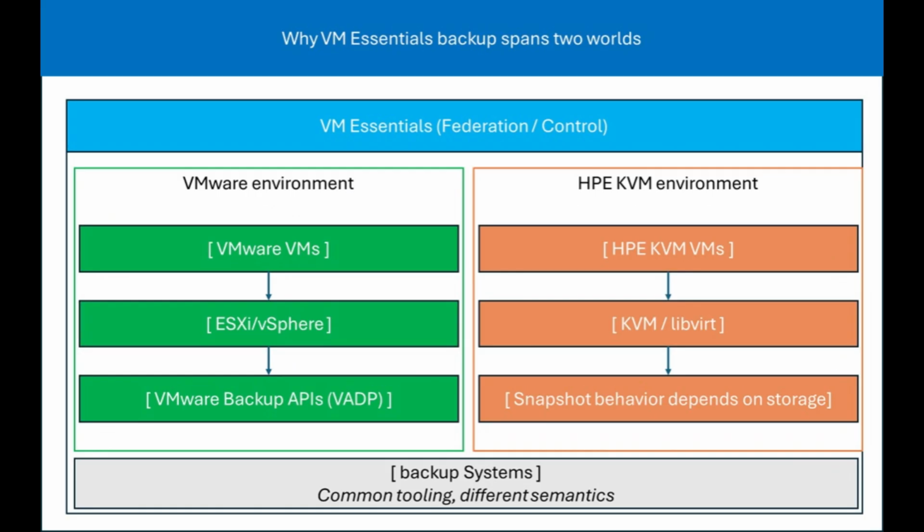VM Essentials is positioned as a federation layer. It allows organizations to manage VMware and KVM environments together. From a backup perspective, that's an important distinction. On the VMware side, backup follows well-established patterns, using VMware's native APIs and existing tooling. VM Essentials does not change that. The real question is not how to back up VMware. The real question is how to design backup for the KVM side, while keeping a coherent operational model across both worlds. That's where the challenge appears.